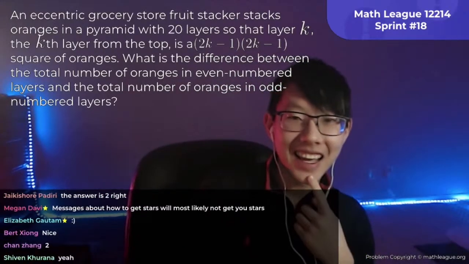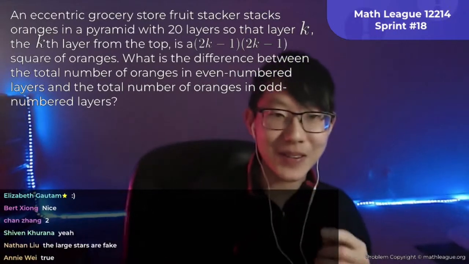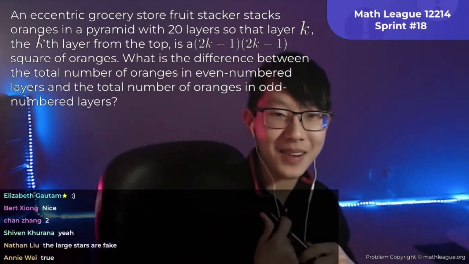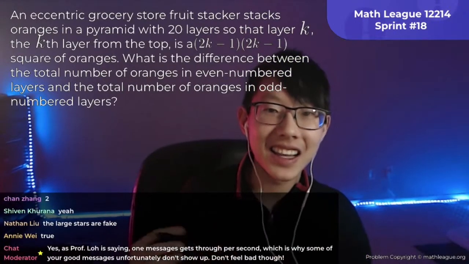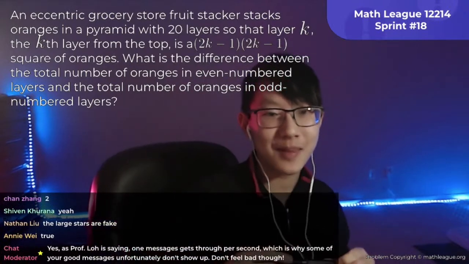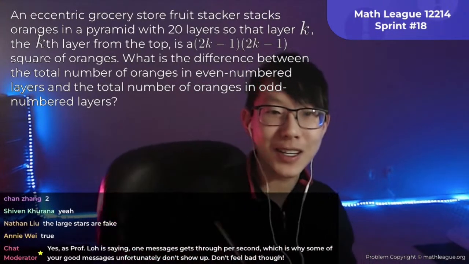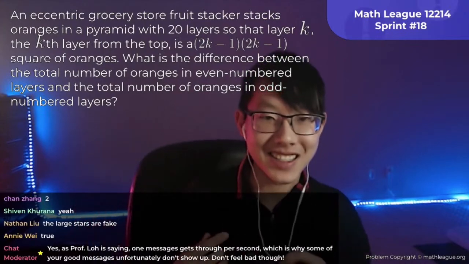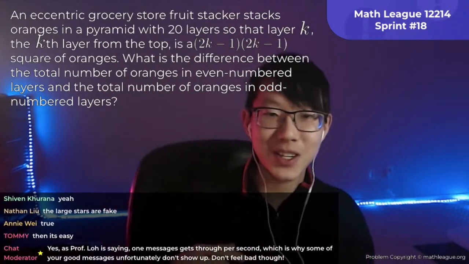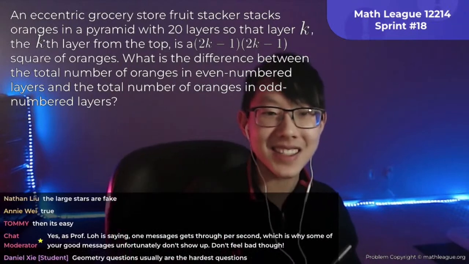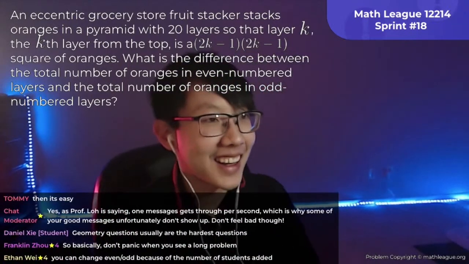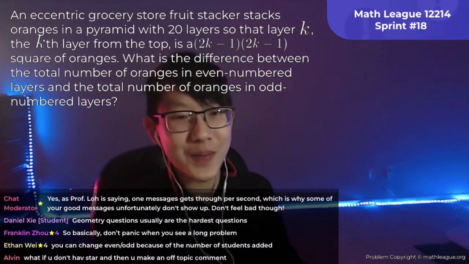Problem number 18. An eccentric grocery store fruit stacker stacks oranges in a pyramid with 20 layers, so that the kth layer from the top is a (2k minus 1) by (2k minus 1) square of oranges. What is the difference between the total number of oranges in odd and even numbered layers? Uh-oh. Okay, let's figure this out.